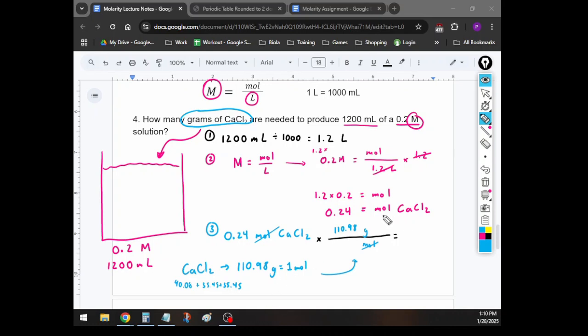Because you have moles. You start with moles, and you're trying to find grams out of it. So it's the reverse of what we were doing earlier. Okay, so moles goes on the bottom. And then what number should go next to moles?